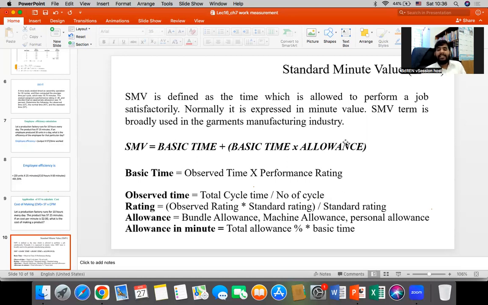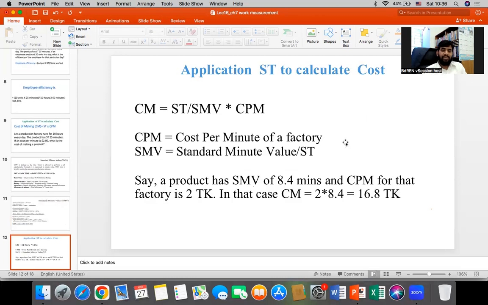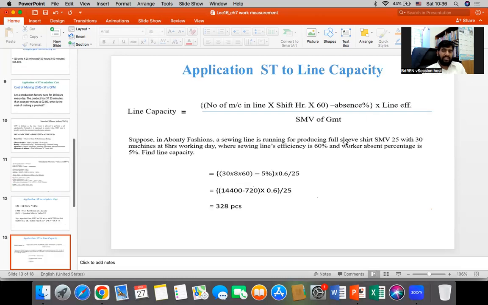And there are some more applications of standard time. You can check it, and if you have any problem, then we can discuss again. All right. So for example, how to calculate line capacity.